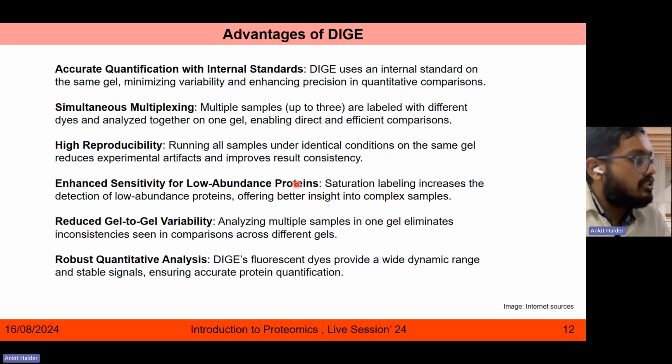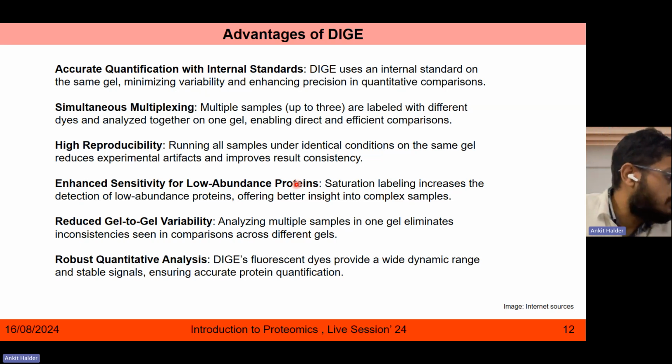So simultaneous multiplexing: multiple samples, up to three, are labeled with different dyes and analyzed together on one gel, which enables direct and efficient comparison. Third is high reproducibility. Running all the samples under identical conditions on the same gel reduces the experimental variation.